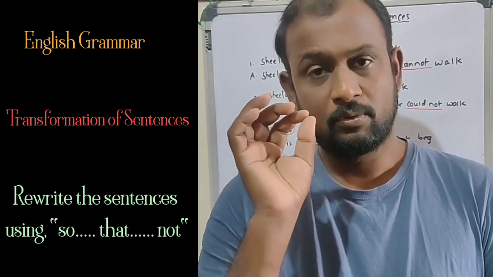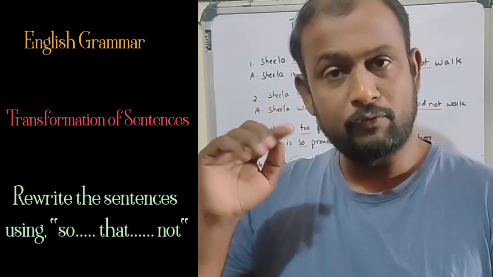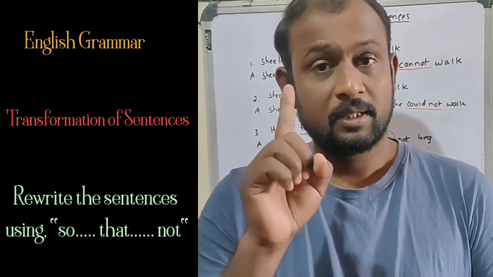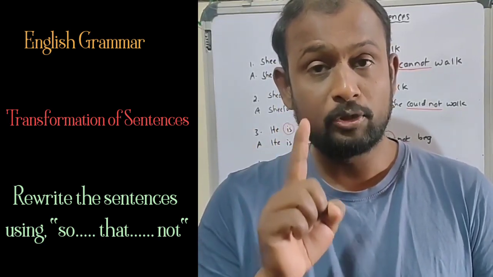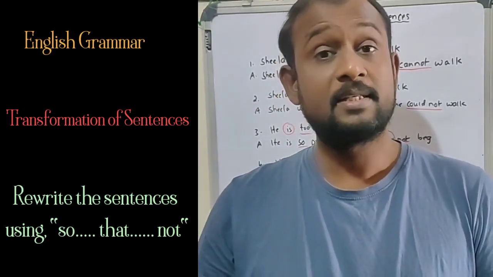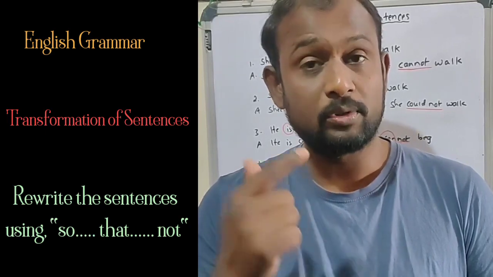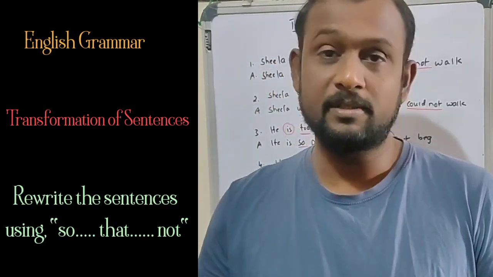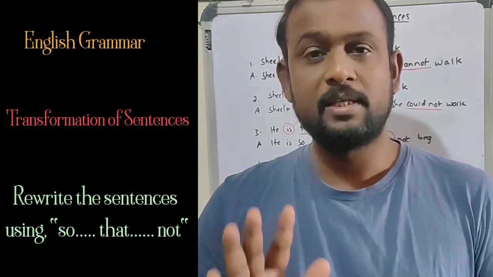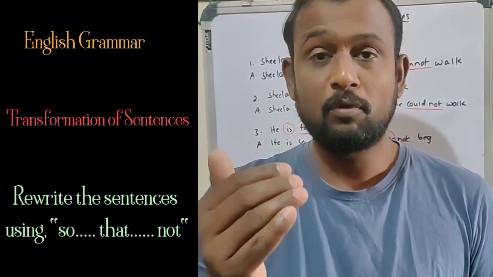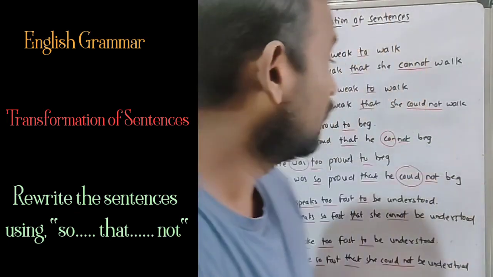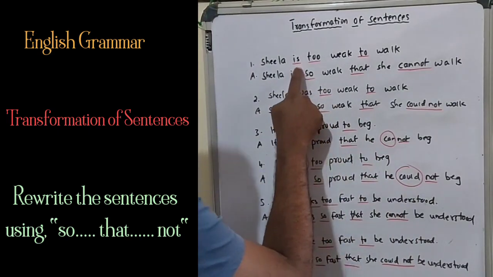In the transformation of "too ... to" into "so ... that ... not", the most important thing to be kept in mind is that the sentence containing "too ... to", that is adverbs, will be a simple sentence, and the sentence containing "so ... that ... not" will be a complex sentence. You need not worry about all these things. I'll show you the easiest way to transform the sentences containing "too ... to" into sentences containing "so ... that ... not".